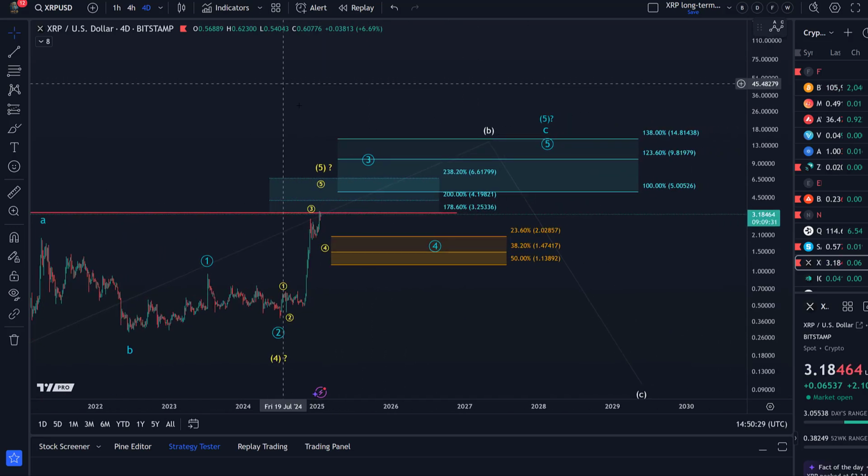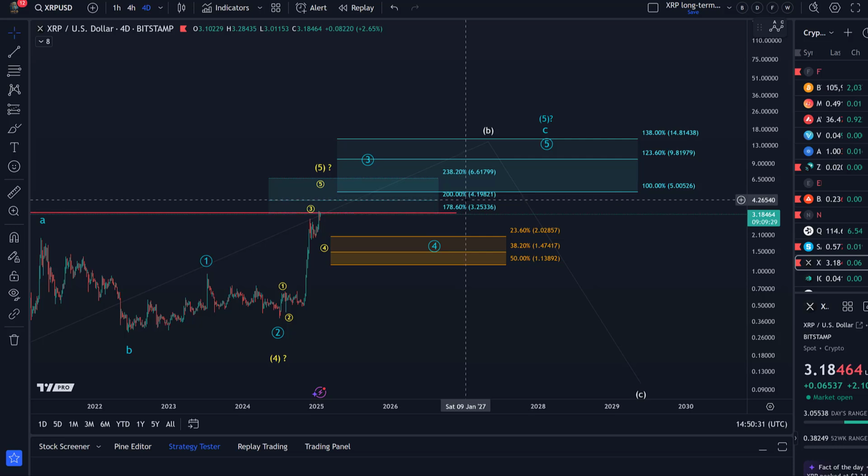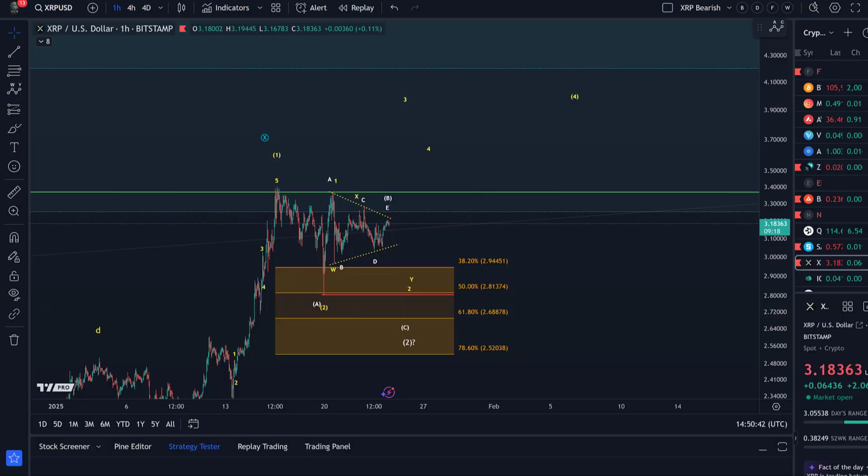If that happens, the market should move quite quickly to $4.19, ideally. $5 would be ideal as well. And maybe $6.61. These are the next upside targets to watch. Now let's move to the smaller time frame.